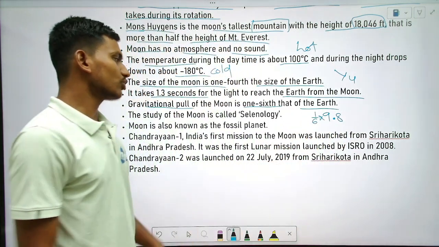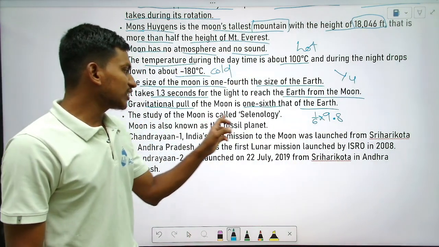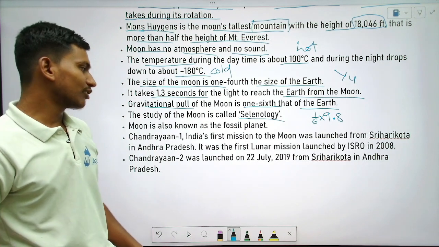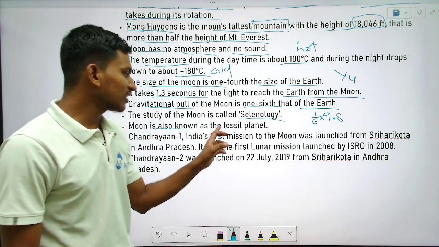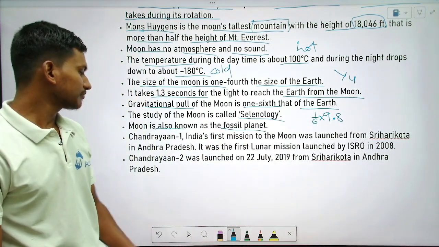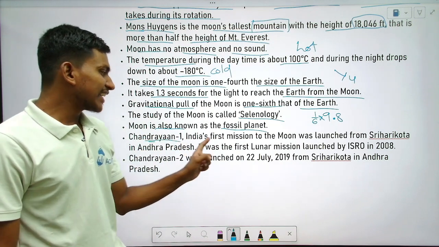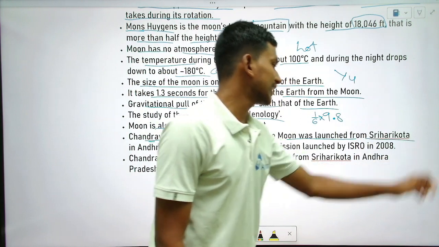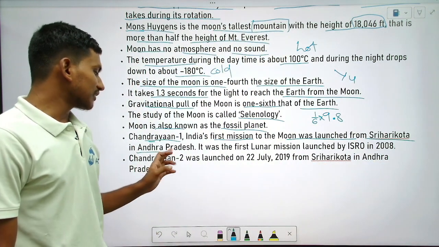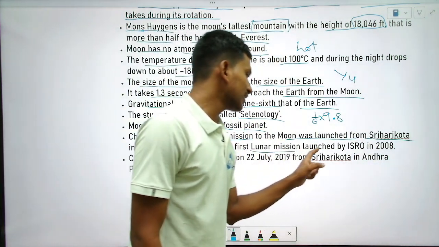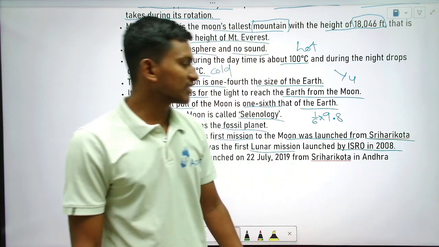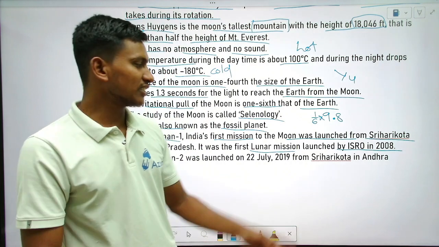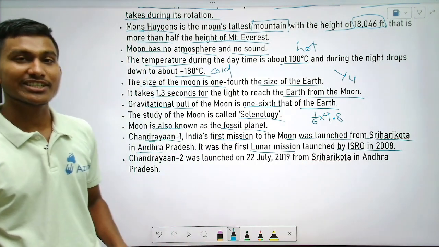Fine, good. So the study of the moon is called what? Selenology. What do we say? Selenology. The moon is also known as the fossil planet. Chandrayaan 1, India's first mission to the moon, was launched from Sriharikota in Andhra Pradesh. In which year was it launched? 2008, by the Indian Space Research Organization, ISRO, right?